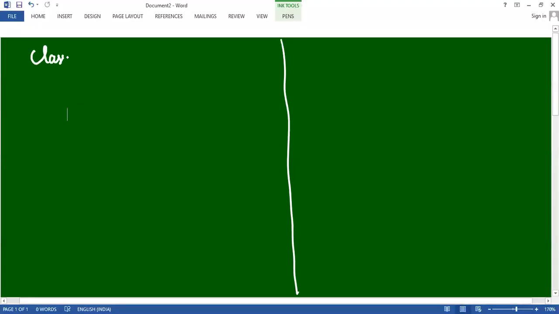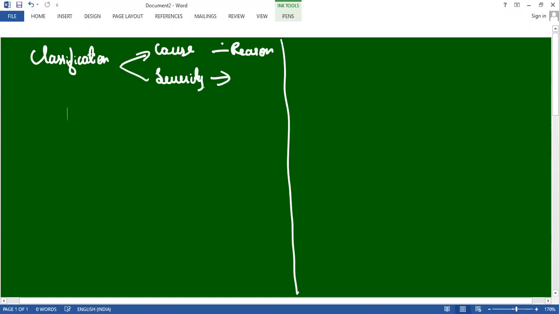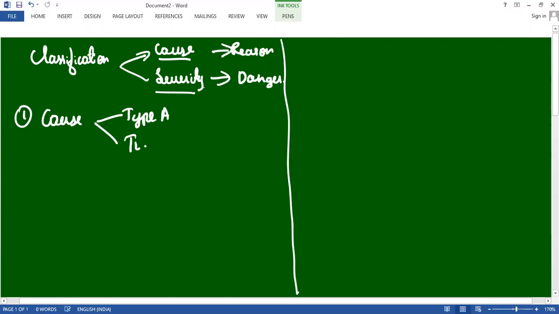Coming to the classification, it has been classified based on the cause and the severity. Cause is nothing but the reason, and severity is how dangerous or how serious the effect caused by the drug is. So let us know about the cause, that is the reason. In this it is categorized as type A and type B. Okay, let us know type A.